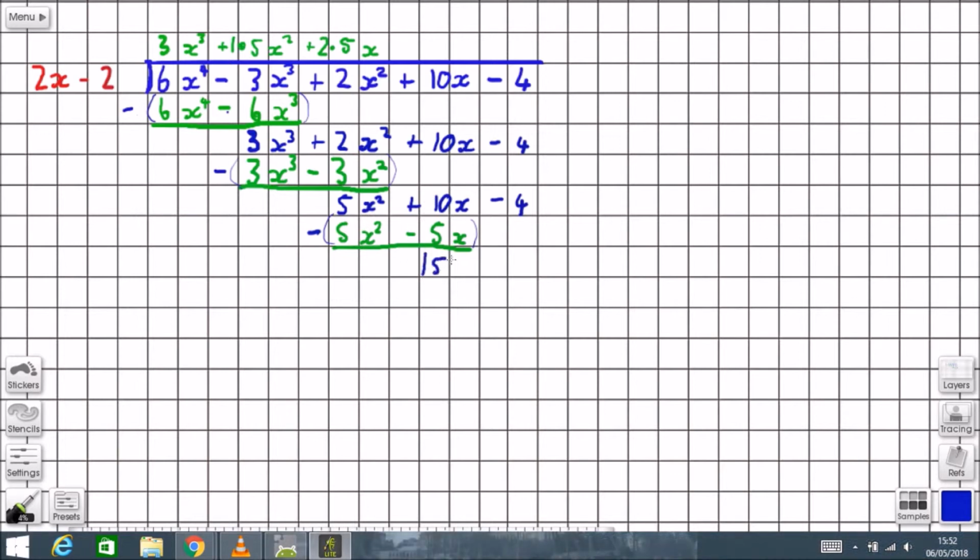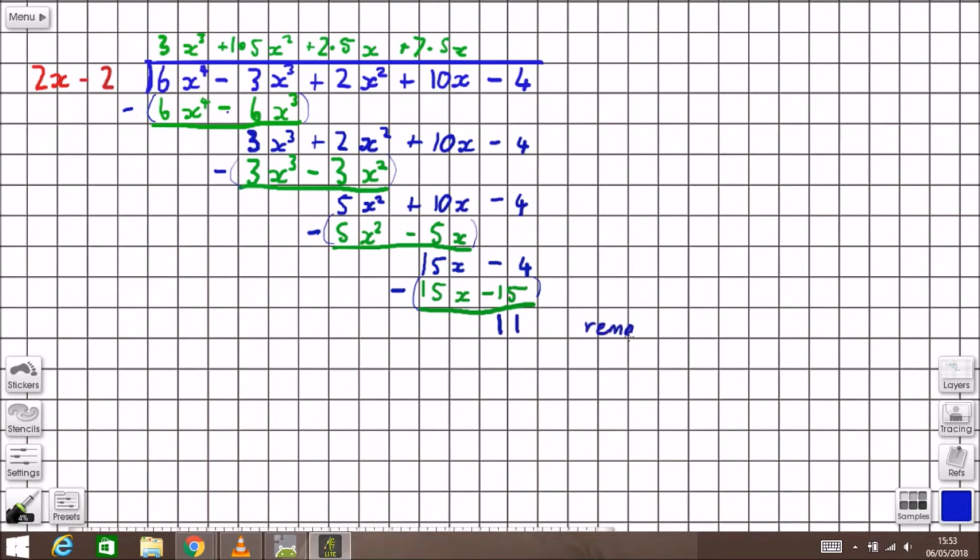10 minus negative 5 is positive 15x minus 4. Right, once again, 2x times what equals 15x? Well, it's going to be times 7.5. 7.5 times 2x equals 15x. 7.5 times negative 2 gives us negative 15. Right, we'll subtract those. The leading term will again disappear. So that's good. But negative 4 minus negative 15 gives us positive 11.